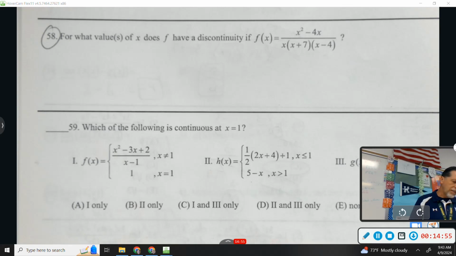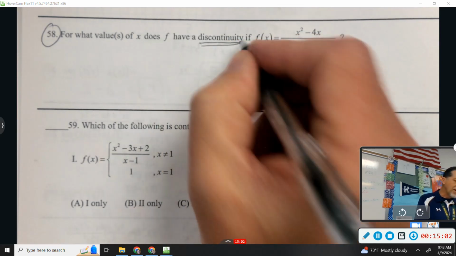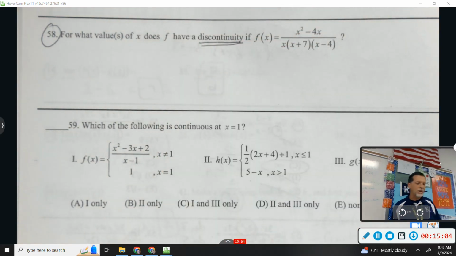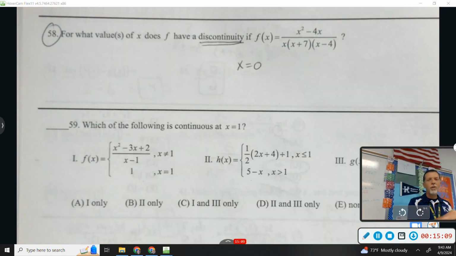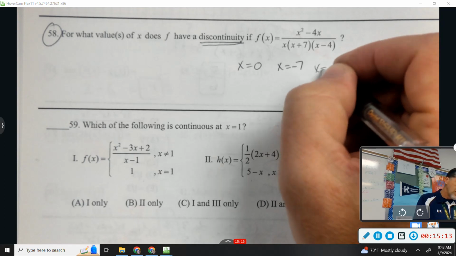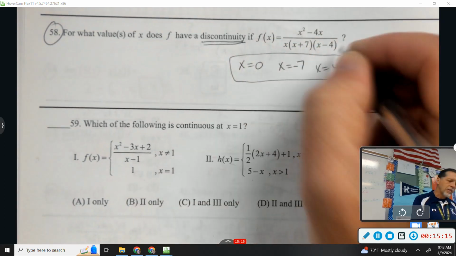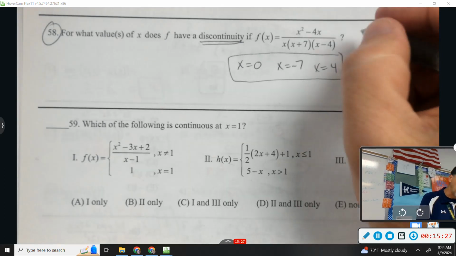58. For what value of x does f have a discontinuity? Okay, so I'm not worried about the types of discontinuity. If it just says discontinuity, things that make the bottom 0 are going to be discontinuous. So I don't even have to factor the top. Those are my values that have a discontinuity. So full stop, that's the end of the problem.